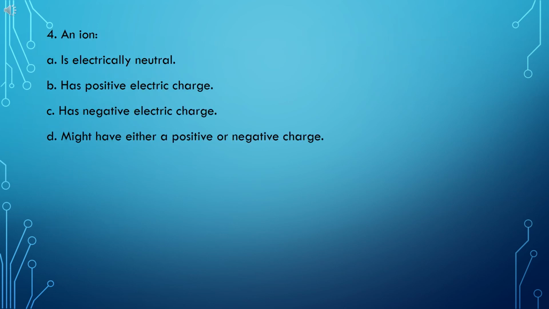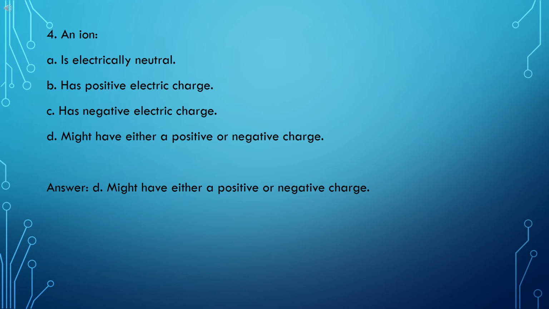Question number 4. An ion: letter A, is electrically neutral. Letter B, has a positive electric charge. Letter C, has a negative electric charge. Letter D, might have either a positive or negative charge. The answer is letter D, might have either a positive or negative charge.